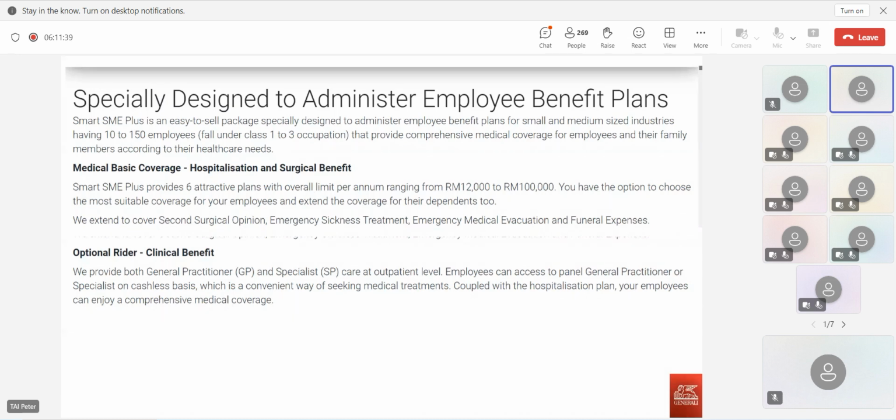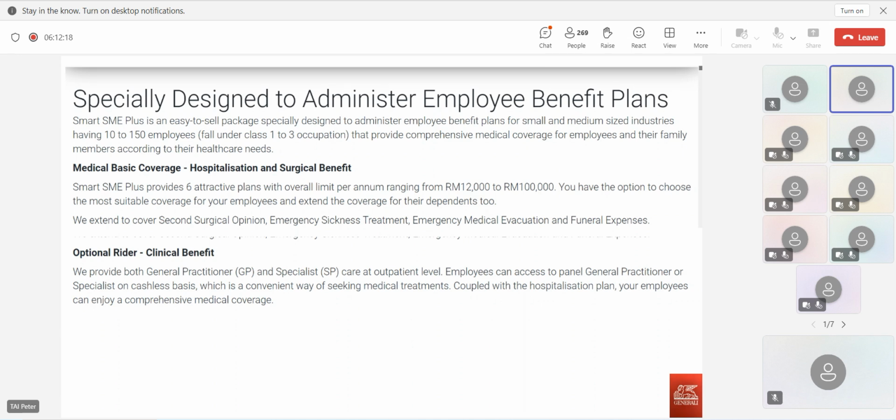Wow, this is also very good because, like I say, having a medical card is like having a credit card, but for going to the hospital. But credit card, you have to pay back. Medical card, you don't have to pay back. The insurance company will pay for it, which is a convenient way of seeking medical treatment. Coupled with the hospitalization plan, your employee can enjoy comprehensive medical coverage. Meaning, if you have this optional rider, the medical needs of your staff can be taken care of already. So you don't have to worry about anything. Okay, so that's what it means.